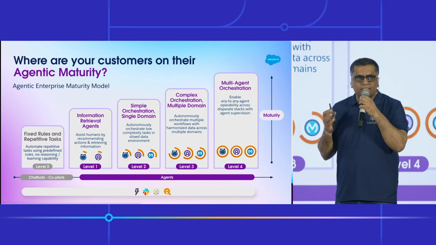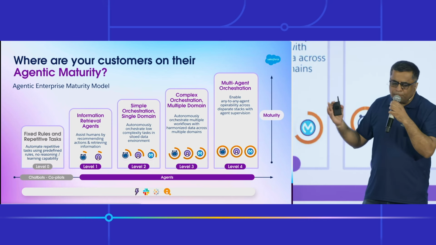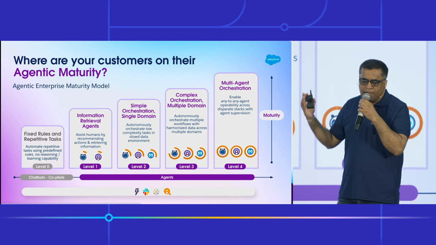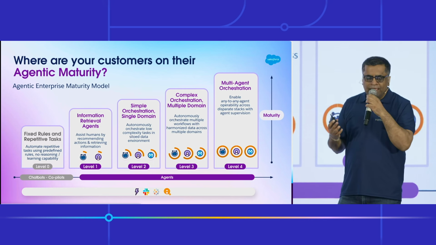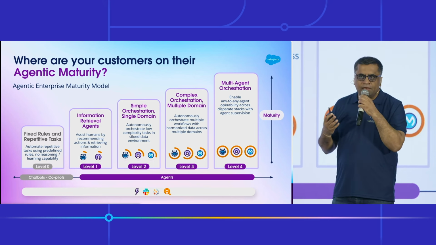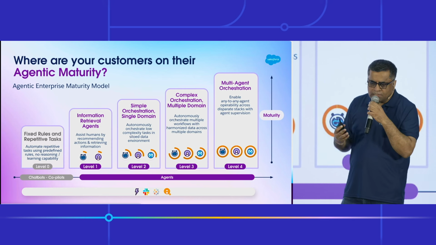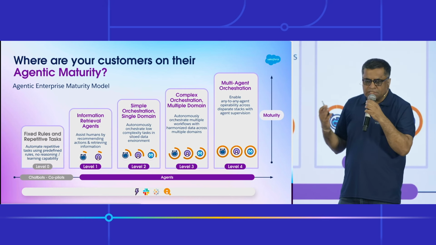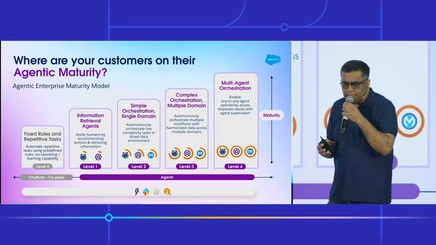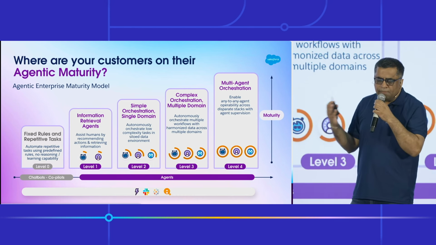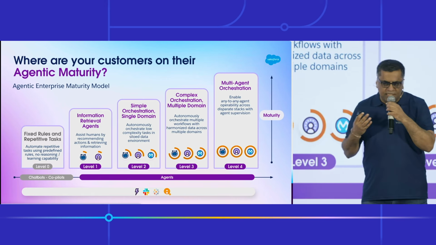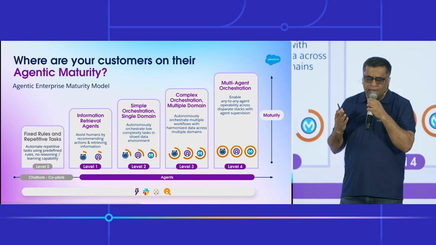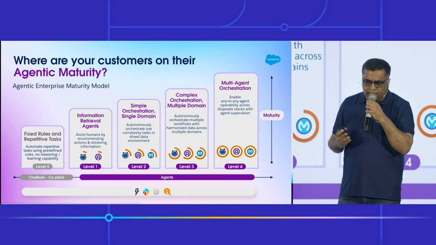So there are agents which are mature. What we showed you is probably a level 0, level 1, or at most level 2. Level 0 is something very repetitive, similar to copilots and bots. Level 1 can actually assist humans by recommending actions and retrieving information, again from multiple sources. Level 2 is a little bit more mature: there is simple orchestration. It works across a single domain, but within a siloed data environment.